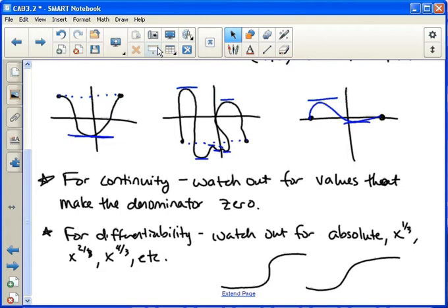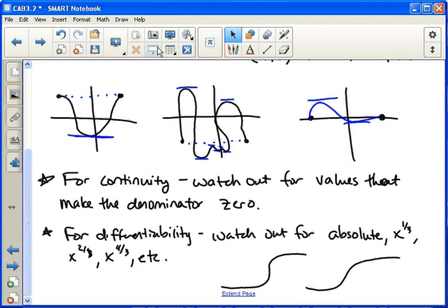And for differentiability, you mainly just need to look out for absolute value, because that's going to create corners, or x to the 1/3, 2/3, 4/3, and actually anytime it's a fractional exponent and it's an odd number on the bottom, you need to look out, because that can either create cusps or it could create vertical tangent lines. But our red flags are denominators, absolute value, and x to the 1/3, 2/3, and so on.